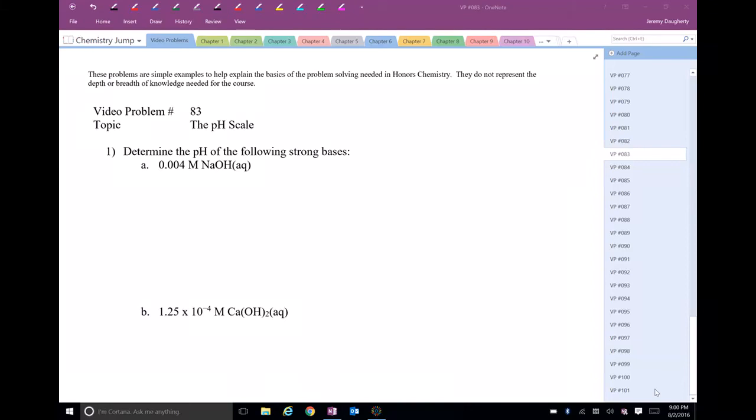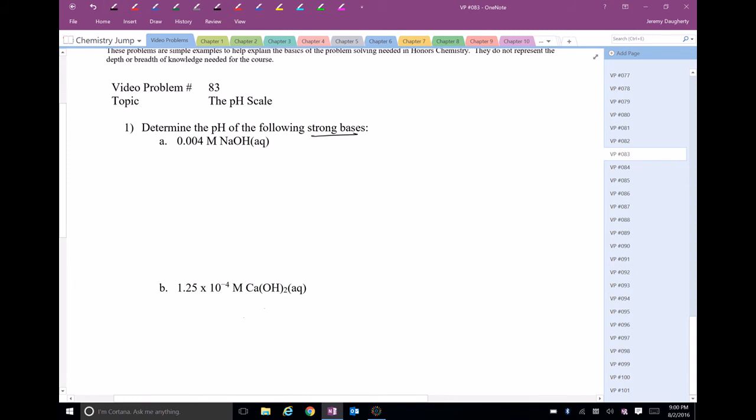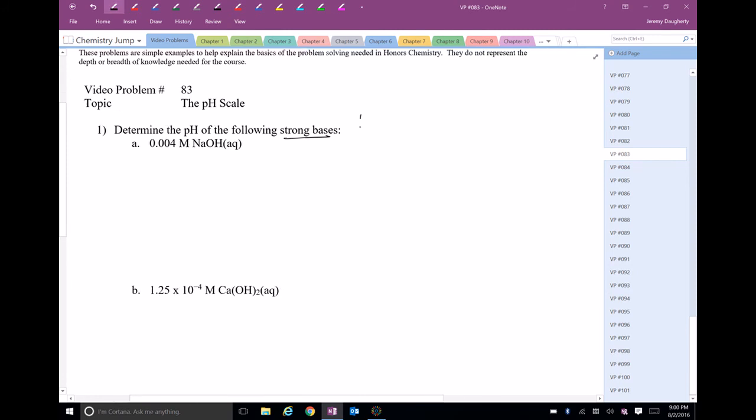Video problem 83, the pH scale. Let's go ahead and take a look at this. Determine the pH of the following strong bases. So they are strong bases. The first one, we have 0.004 molar sodium hydroxide. Since it's a strong base, that sodium hydroxide breaks up completely and looks like this.